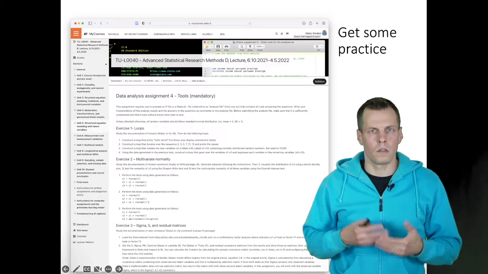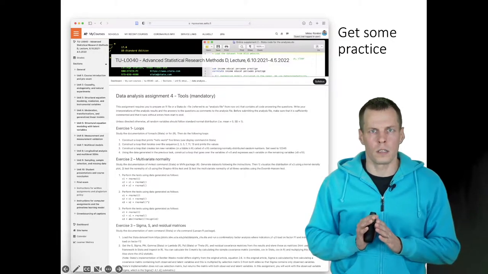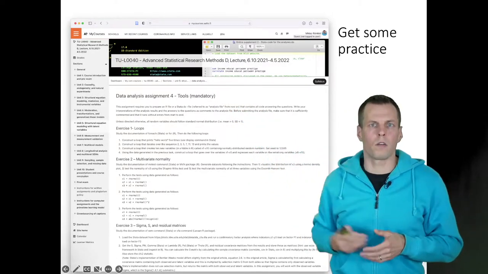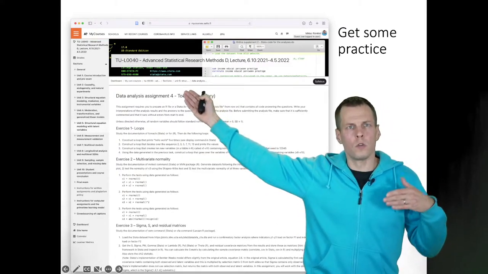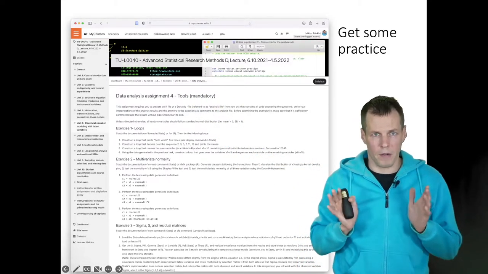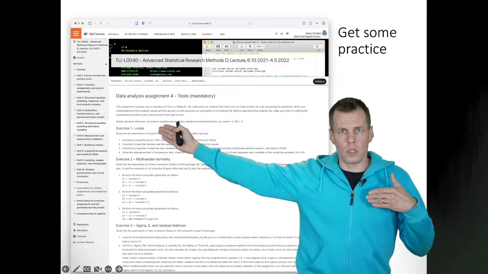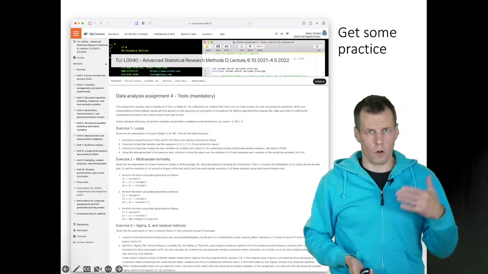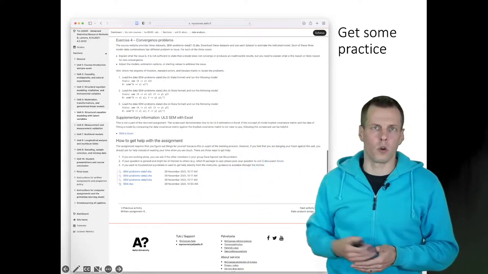So you can take a look at how I teach identification, what kind of assignments I give to students, by going to Aalto University, mycourses.aalto.fi. I give a course there. You can just go and search for the course code TU-L0040. That's my advanced course. It is open materials, and there is some convergence. We start talking about convergence in Unit 5, and there is data analysis assignment 4, tools. And at the end, there are data sets, and there is an exercise about a convergence problem.